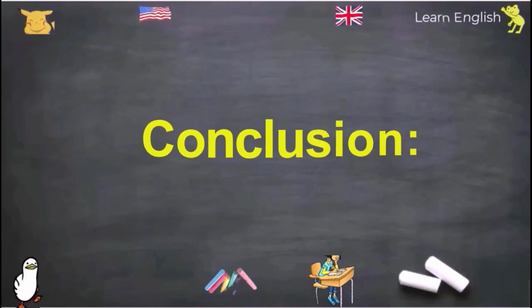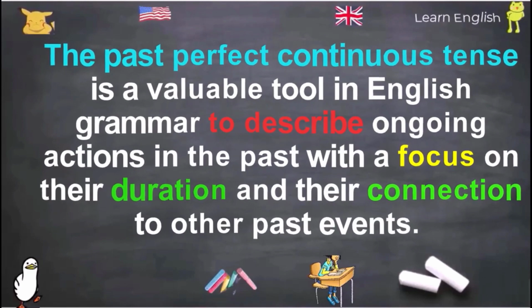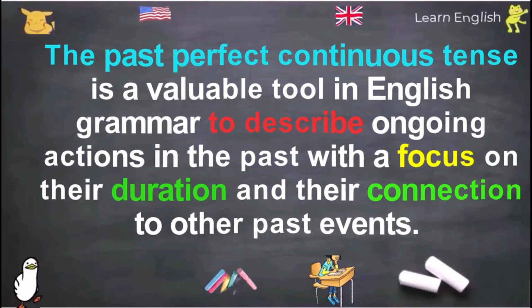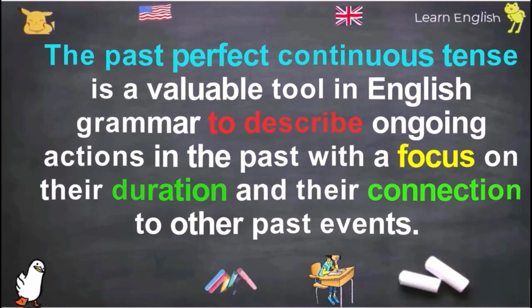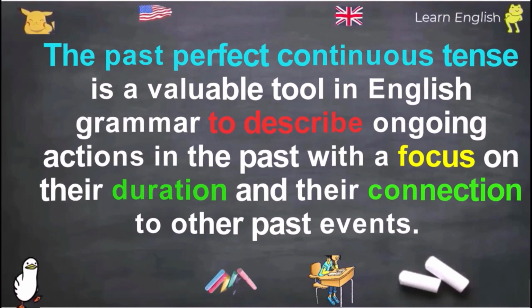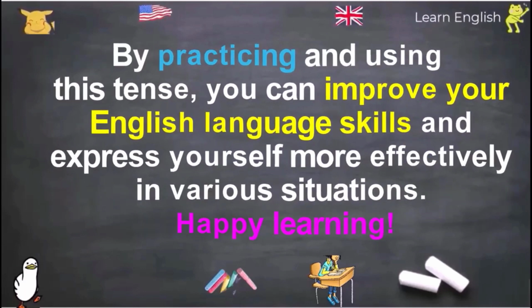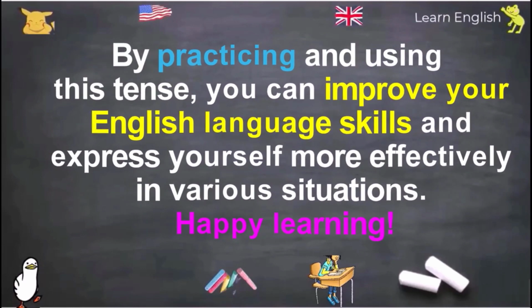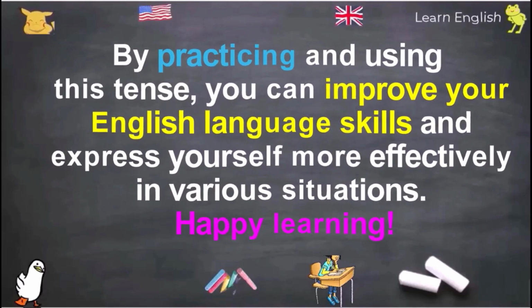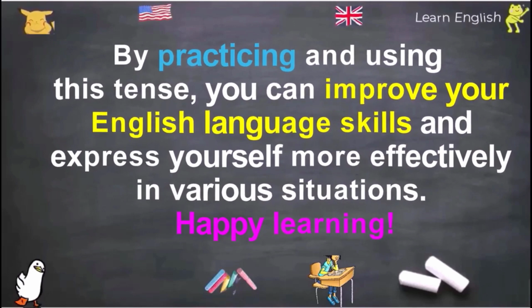Conclusion. The past perfect continuous tense is a valuable tool in English grammar to describe ongoing actions in the past with a focus on their duration and their connection to other past events. By practicing and using this tense, you can improve your English language skills and express yourself more effectively in various situations. Happy learning!